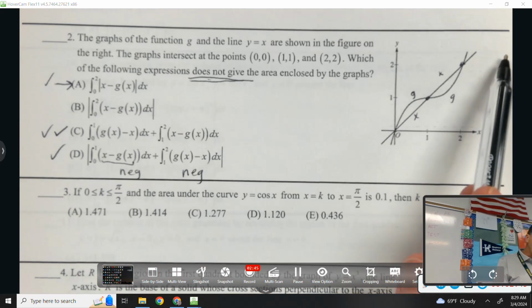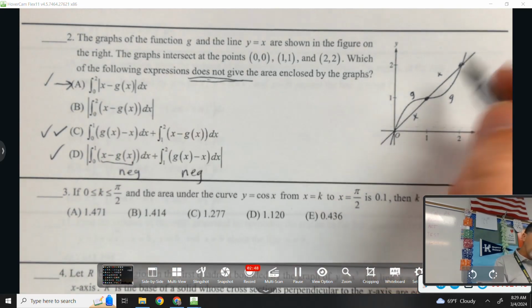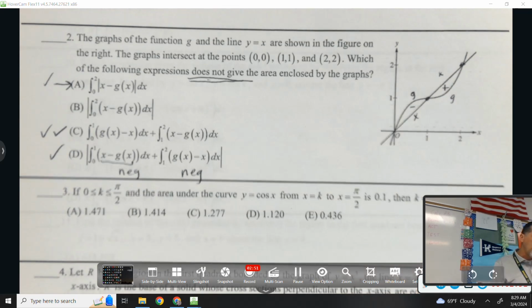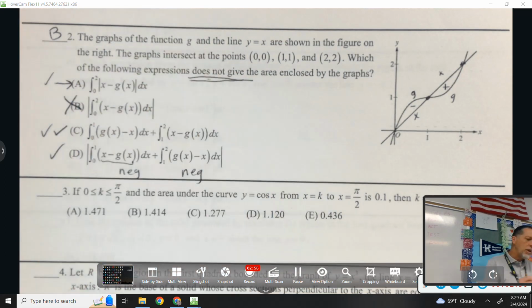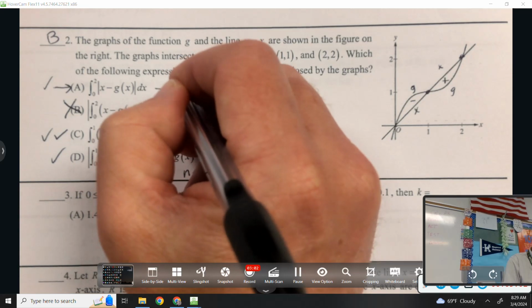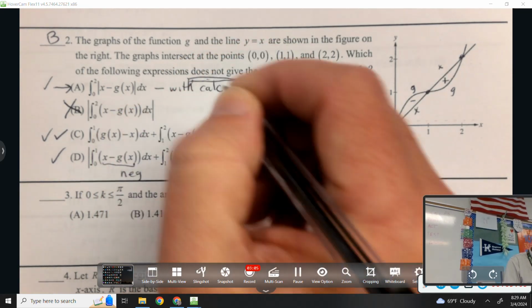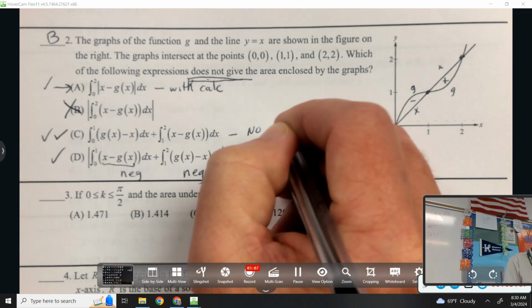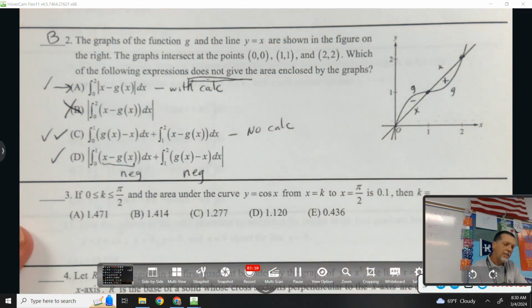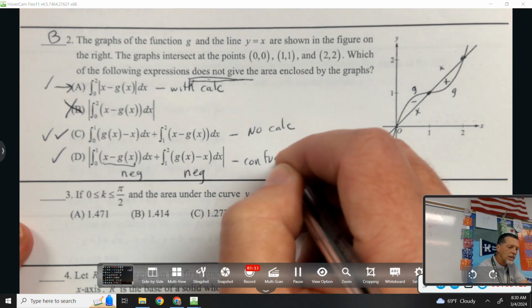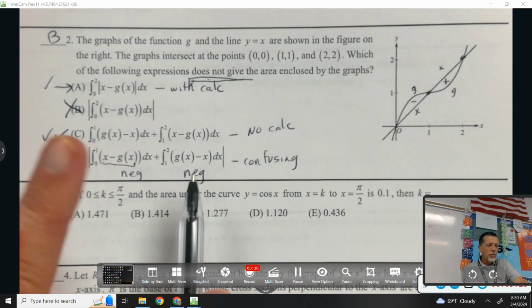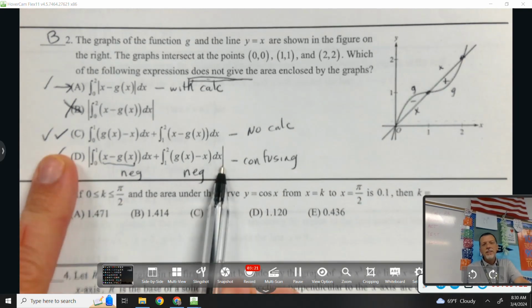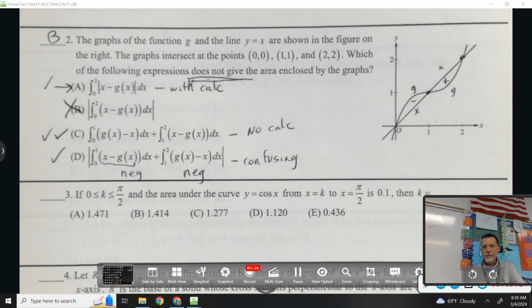B does the whole integral, so that means x minus g, this would be positive and this would be negative. They add those together and then take the absolute value. That's not going to give you that area. So B would not work. So in my mind, maybe you use A if you have a calculator. If you don't have a calculator, you'd use C. And D would just be if you're trying to be confusing. But it would still work, because they switched both of the orders, but then took the absolute value at the end to make it positive.